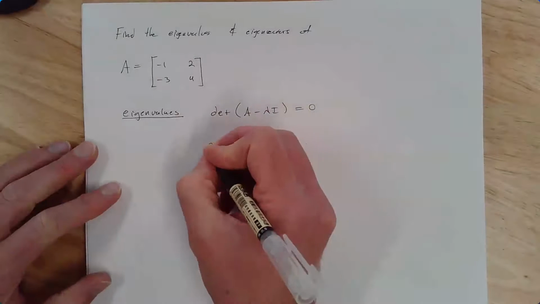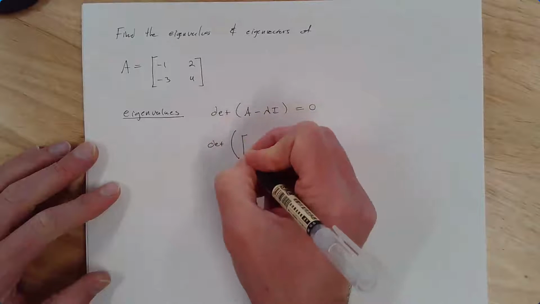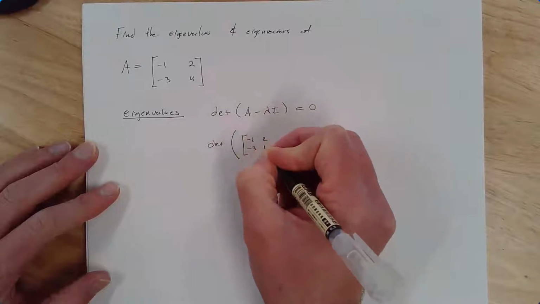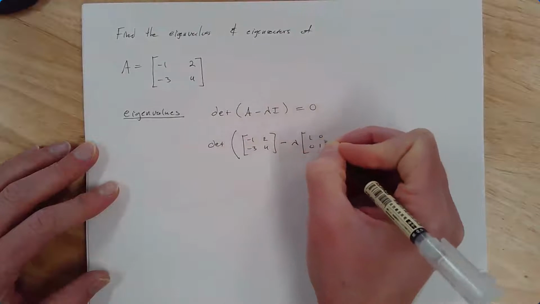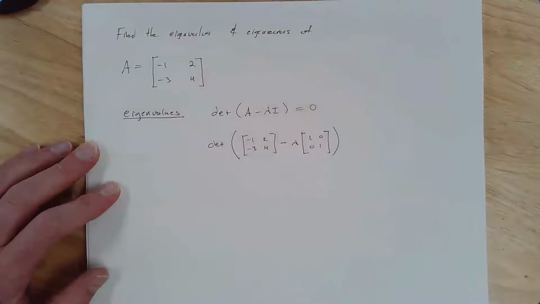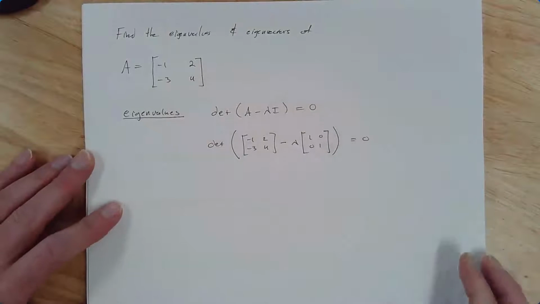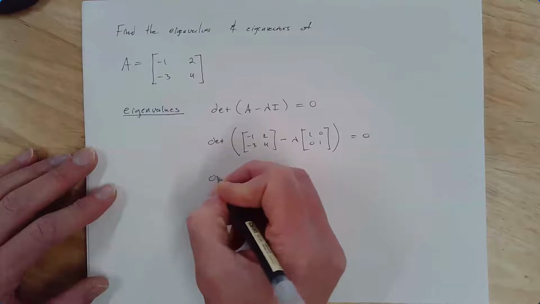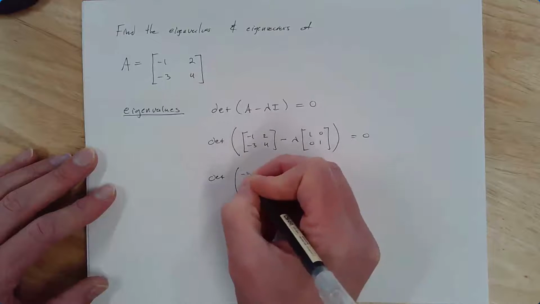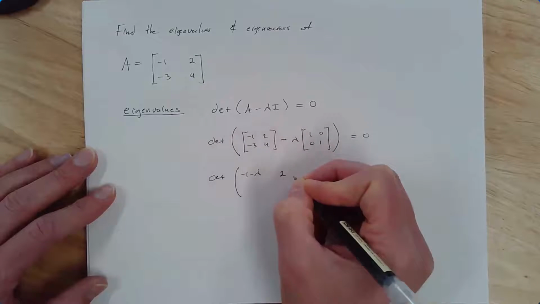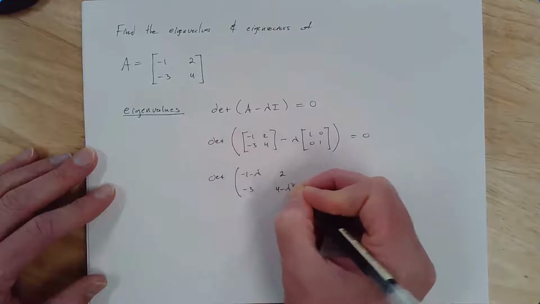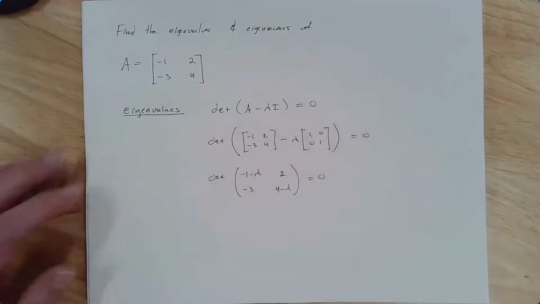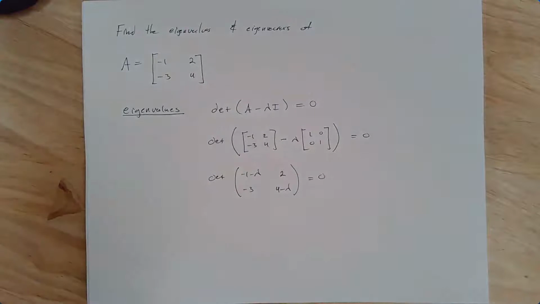So we're going to do the determinant of [-1, 2; -3, 4] minus lambda times [1, 0; 0, 1]. You don't need to write this step, right? I'm writing an extra step here. You should really jump straight to saying, okay, the determinant of [-1 minus lambda, 2; -3, 4 minus lambda] is equal to 0. So you always just subtract a lambda in every diagonal element.